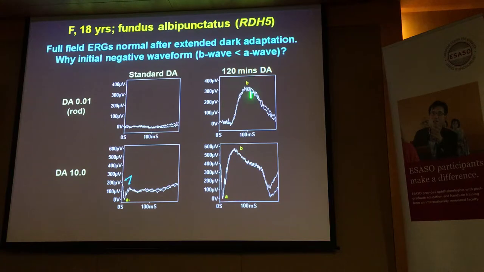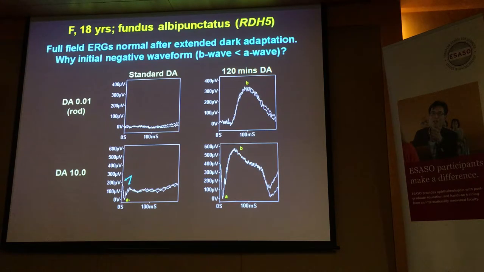That's the same patient after 2 hours of dark adaptation. In many cases, you will have to do this overnight. 2 hours will not be enough. But now, we can make the diagnosis because we've demonstrated what we understand of the pathophysiology. We know that if you dark adapt the patient for a long period of time, rhodopsin levels normalize. If rhodopsin levels normalize, you get normal rod function.